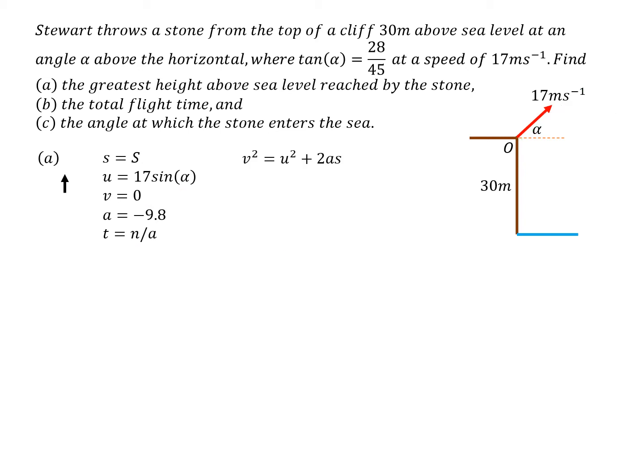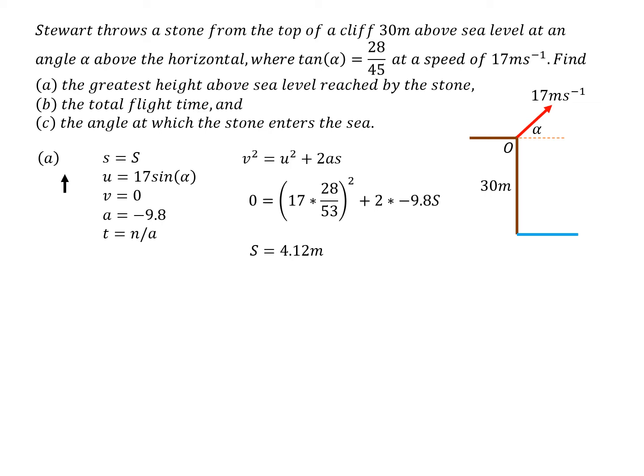So the SUVAT formula without time is this one, v squared equals u squared plus 2as. Putting these values into the formula gives us the equation there, and that is sine alpha there, 28 over 53. And when we click our calculator, we get S of 4.12.